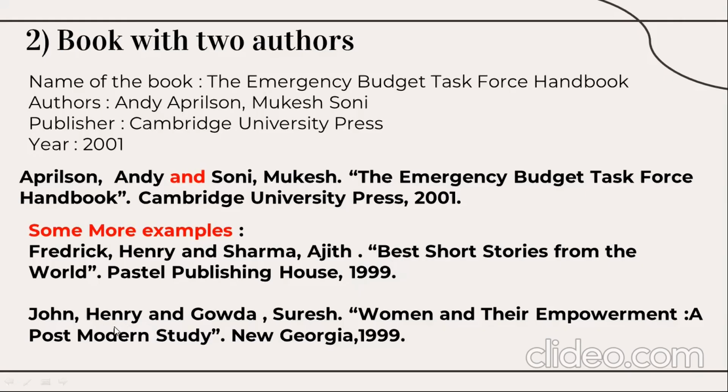Similarly, we have again two authors, Henry John, Suresh Gowda. So John, Henry and Gowda, comma, Suresh. Book name is Women and the Empowerment, a Post Modern Study, in the inverted comma. Place of publication, New Georgia, and comma, 1999, full stop. So this is the information when you are citing or referring any of the book.